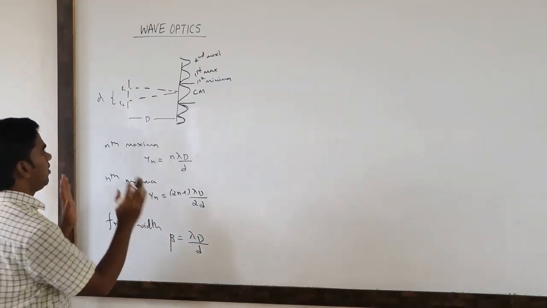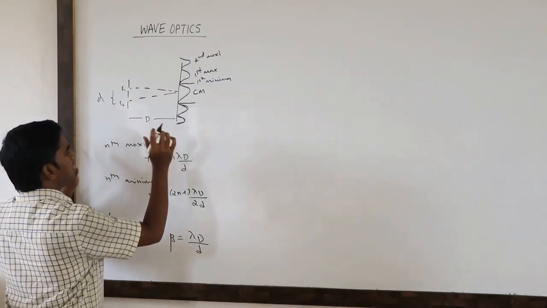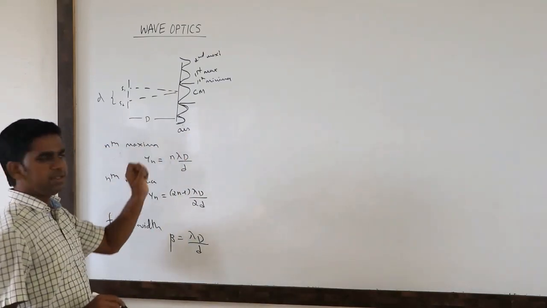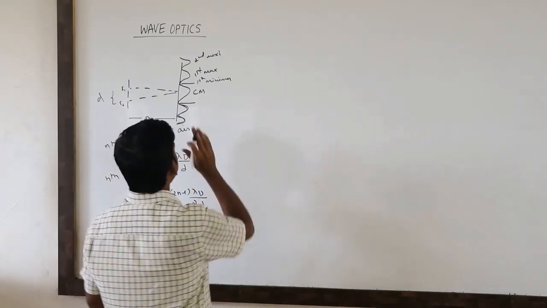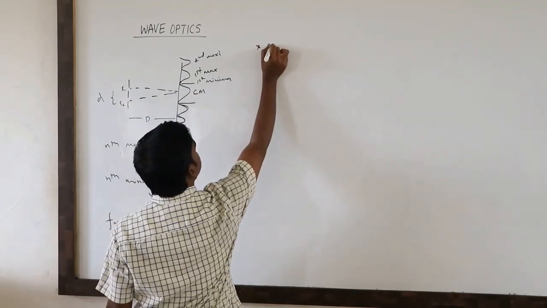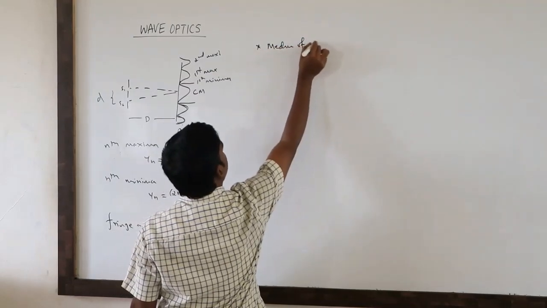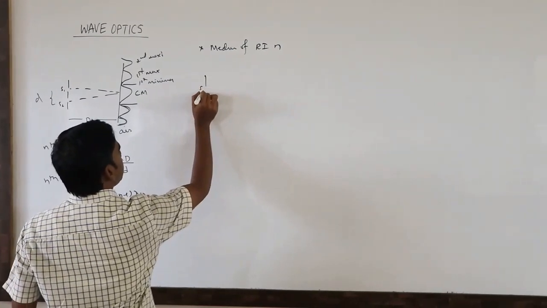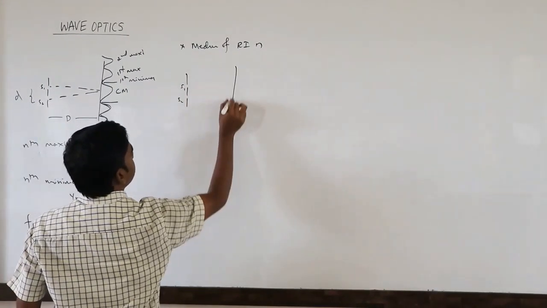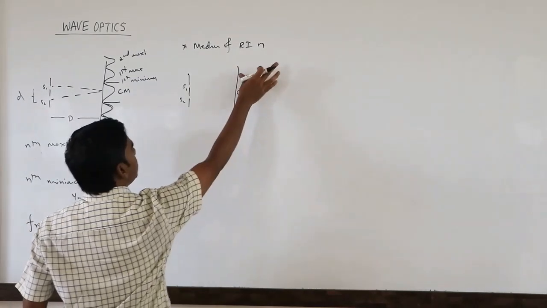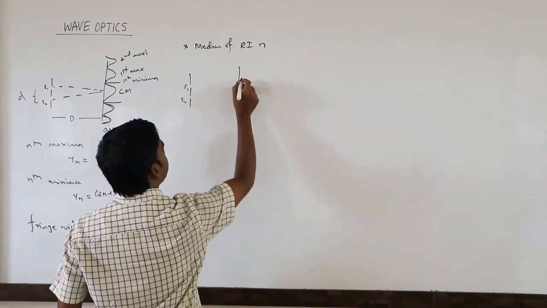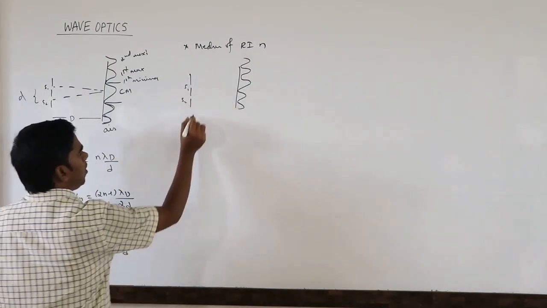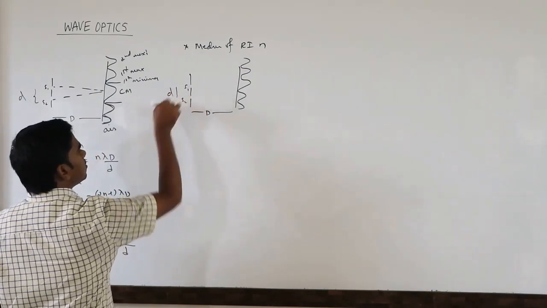This is when you conduct the experiment in air or in vacuum, which is what we normally do. Similarly, if the same experiment is conducted in a medium of refractive index n, what will happen? If this is S1, S2 and the experiment is conducted in the medium of refractive index n, all the things are going to be the same. This d is also going to be the same.